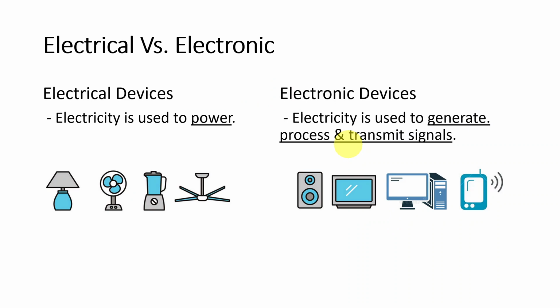So let's dig into the technology a little bit. You may have heard two words, electrical devices and electronic devices. So what is the difference between electrical and electronic? Electrical means we use electricity as the power source. But when it comes to electronic, while we power the device using electricity, we are interested in generating, processing and transmitting signals as well. So if you take something like a radio, television, computer, or a phone, they are electronic devices.